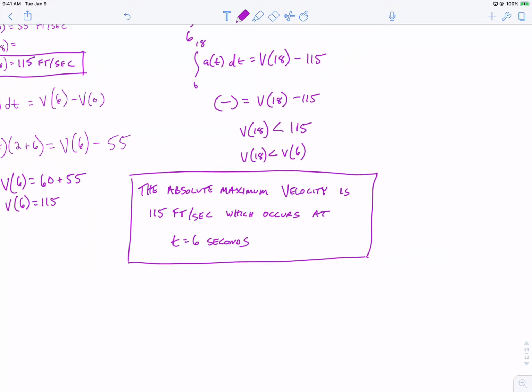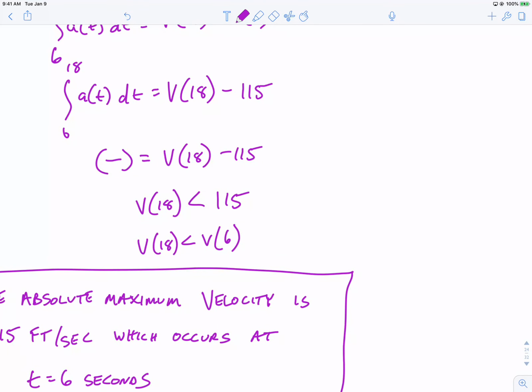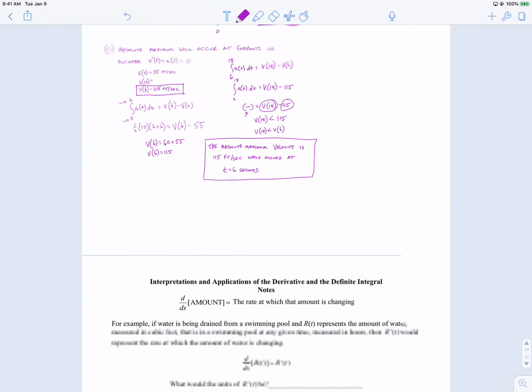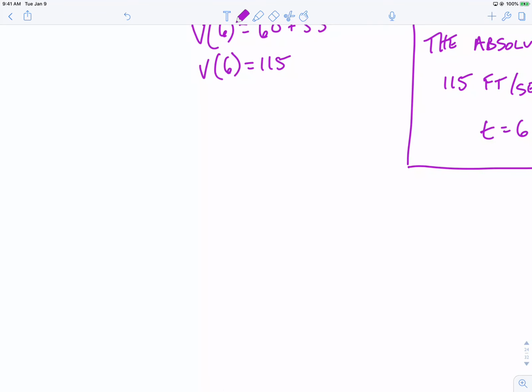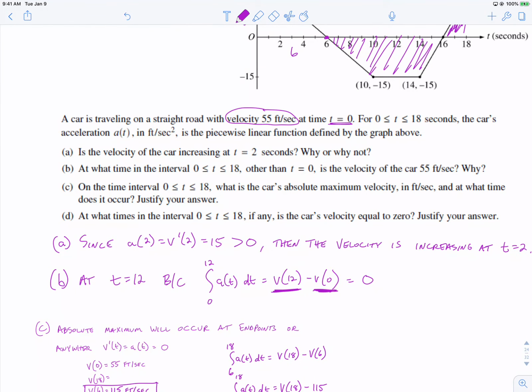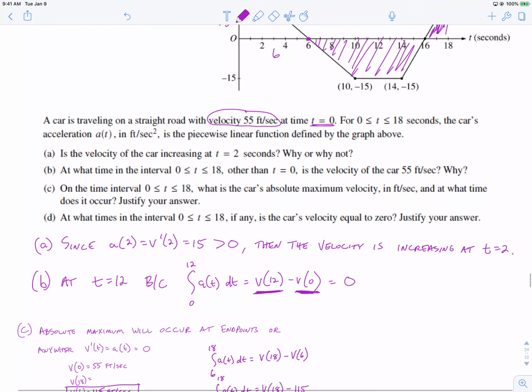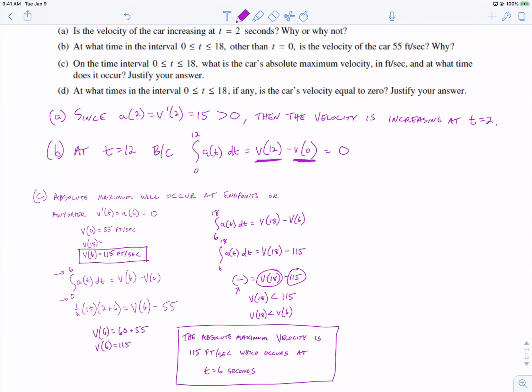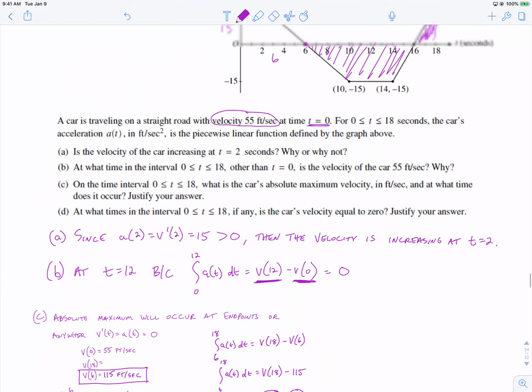Okay, so since we knew, I just want to come back here, since we knew that this value was negative, that's why we know that to get a negative, this number has to be smaller than the second number because we're subtracting. Okay, and let's look at, did I leave enough room? Hopefully. Let's look at the last part, part D. At what times in the interval 0 to 18, if any, is the car's velocity equal to 0? Justify your answer. Okay, so at what times, if any, is the car velocity equal to 0? Justify your answer.